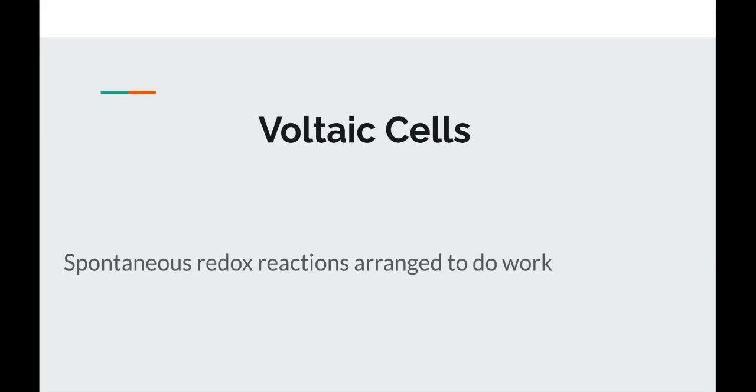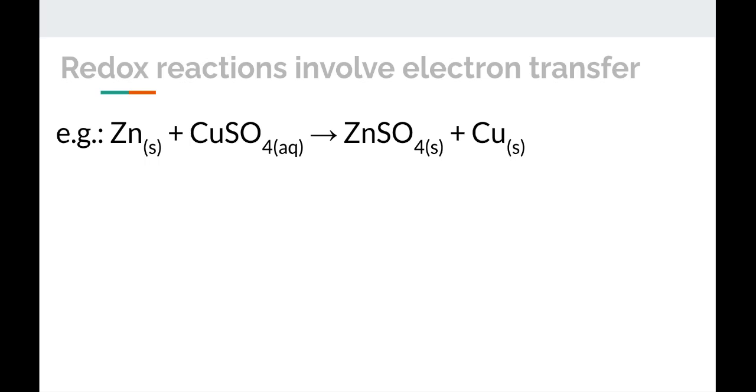This video is about voltaic cells, which is a way that we can make spontaneous redox reactions arranged in such a way that electrons flow and thereby we can make them do work. Redox reactions involve electron transfer. Here's an example of a redox reaction.